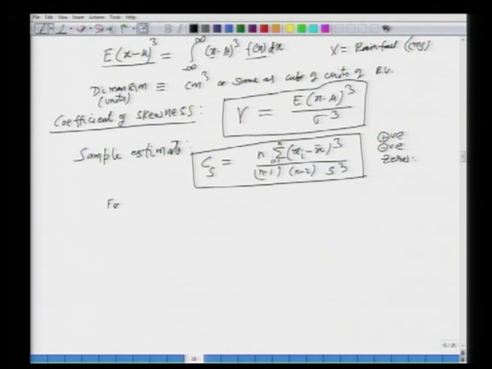So, for the normal PDF, which is perfectly symmetrical, all right, which is perfectly symmetrical, the coefficient of skewness is what? It is 0. Okay.